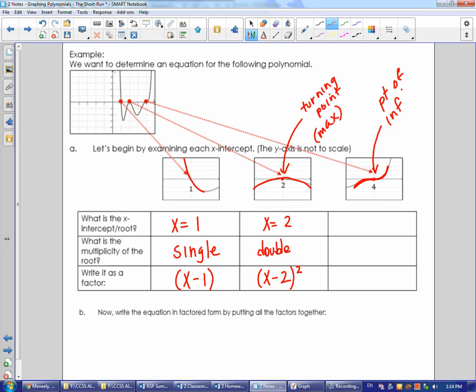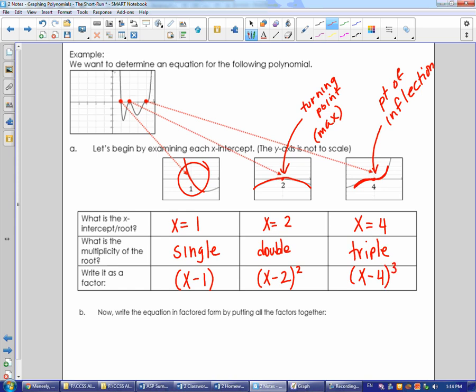And it's a little bit different than the first situation that we saw. We can see that it's changing concavity. That means it's a triple root. So where x is equal to 4 is a triple root. So when I write this as a factor, in parentheses, I have x minus 4, and I am going to cube that.